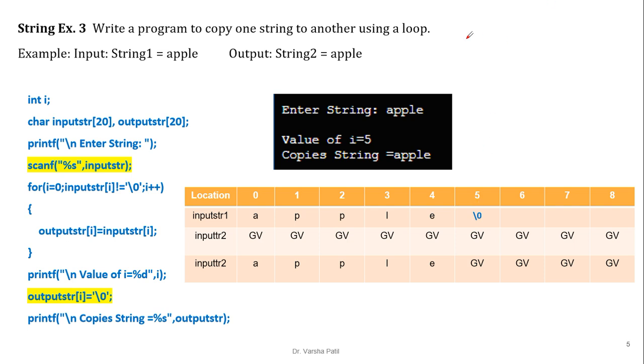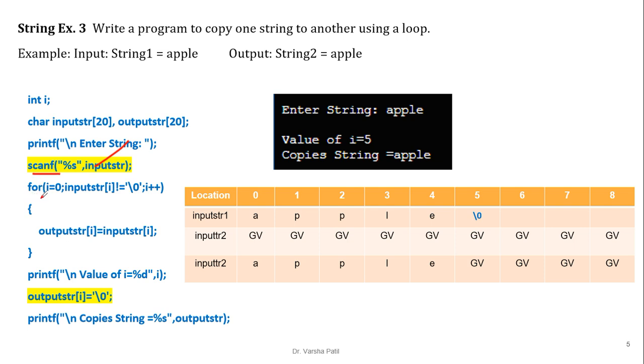Now the third program is: write a program to copy one string into another using a loop. Now here it is important to understand the role of the null character. Now these two strings are there. So for the first string, there is no need, like an array, to specify how many elements are there and enter their locations. We can directly accept the string. So we have accepted the string.